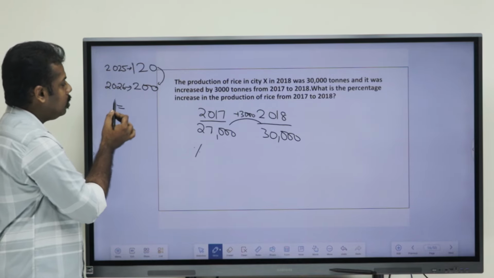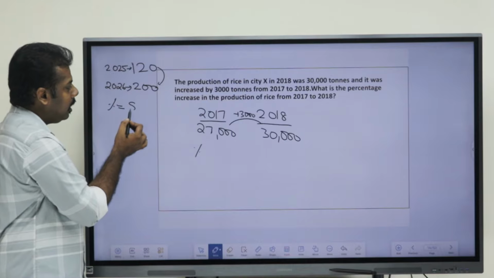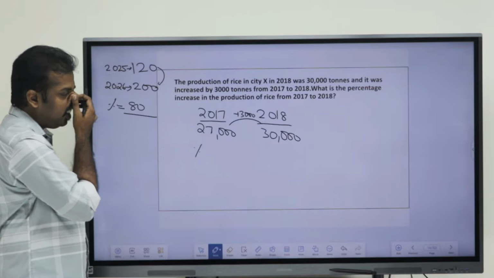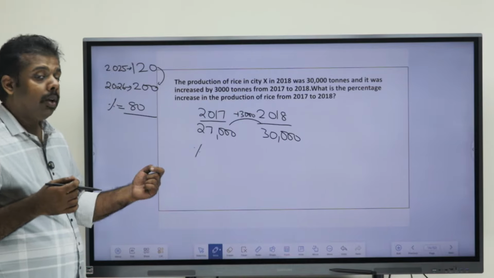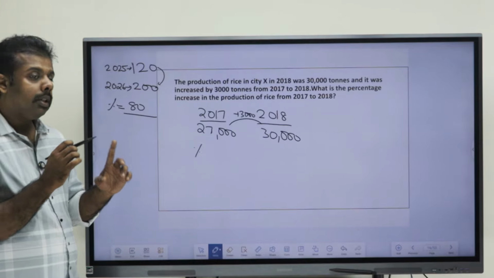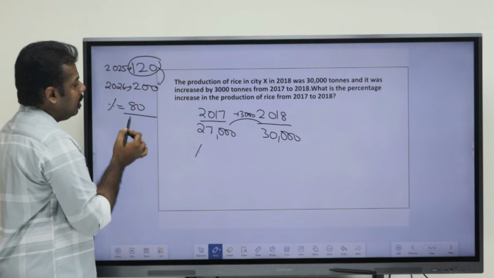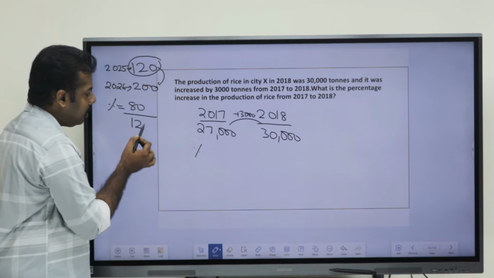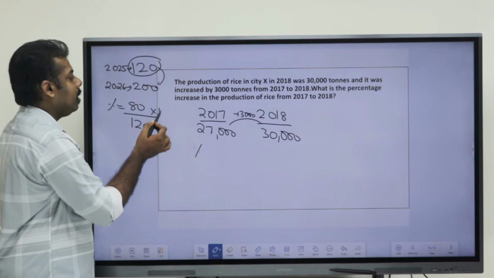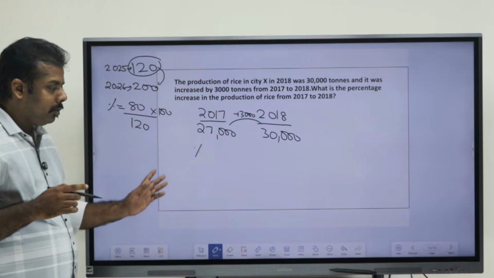Take the difference in the numerator, that is 80 is the increase. Now in the denominator, obviously remember we say the initial value or the base value. Okay. So here the base value, the initial value, is 120, into 100. Now from here we can say what is the percentage increase.